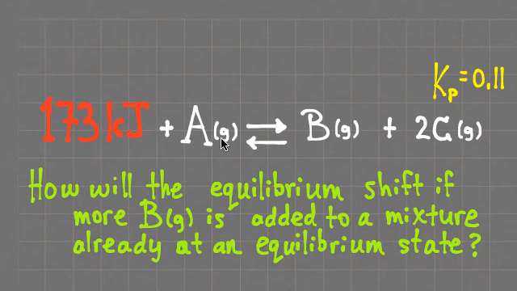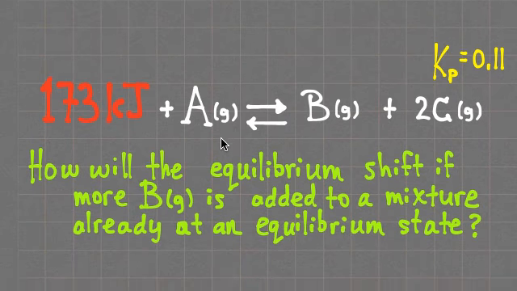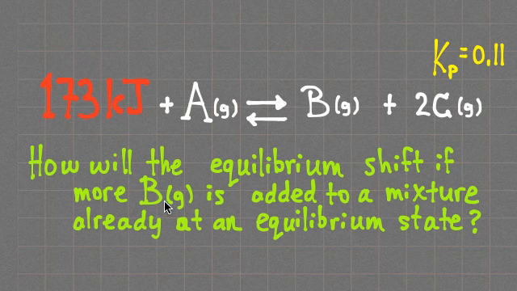Here's a similar question. I'm going to go with the same equation again. How will the equilibrium shift if more B is added to a mixture already at equilibrium? If everything's all balanced out and hunky-dory, then I throw things off by adding more B. Adding more B is too much B. In other words, the Q would be larger than 0.11. Nature will try to take some of that and go back this way to produce more A. In so doing, she'll also consume 2 C's, taking one of those B's and going this way to create more A.